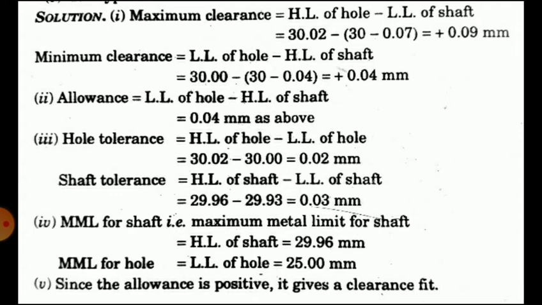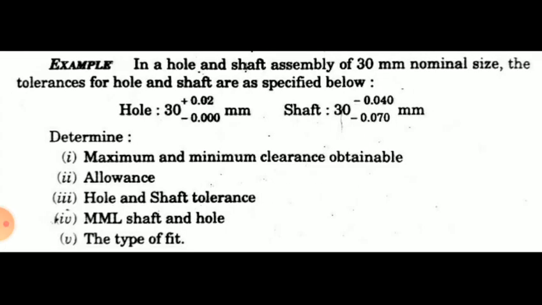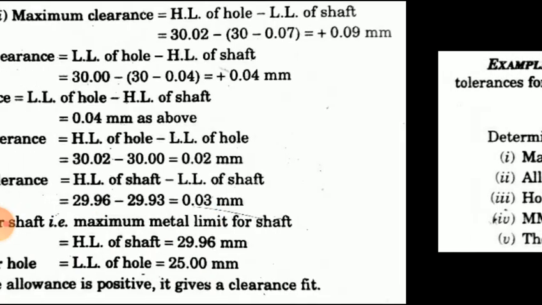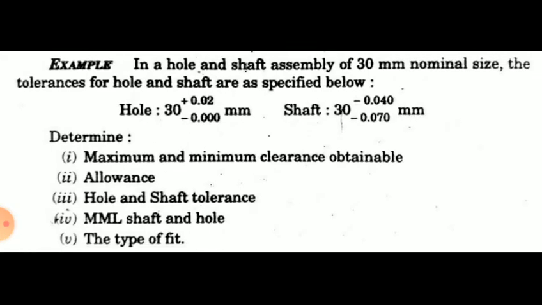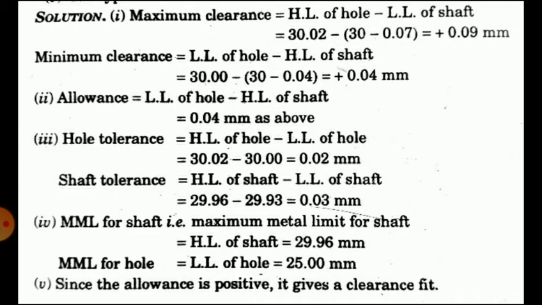Likewise find out minimum clearance, that is the lower limit of the hole and the higher limit of the shaft. So the lower limit of the hole, that is 30 minus 0.00, means it is 30, minus the higher limit of the shaft, that is 30 minus 0.040. So the minimum clearance will be 0.04 mm. Now calculate the allowance. Allowance means the difference between the lower limit of the hole and the higher limit of the shaft. So it is 0.04.